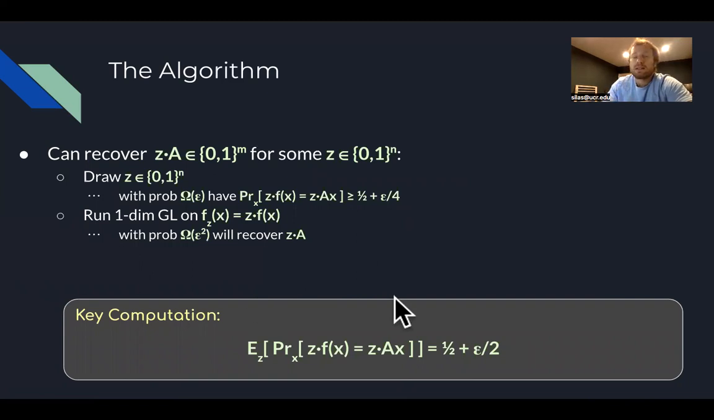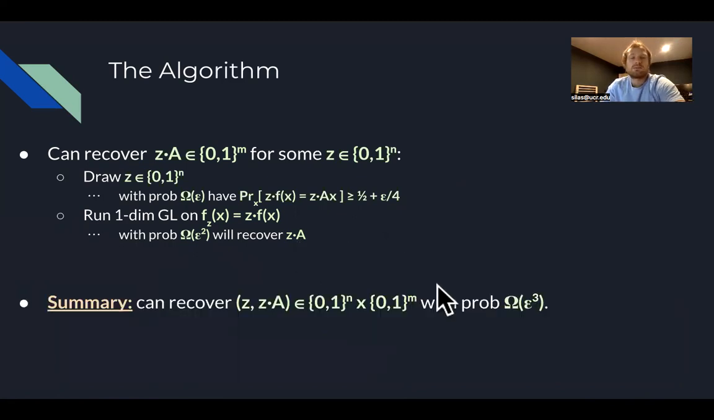And so then if we run the original one-dimensional Goldreich-Levin theorem on the resulting one-dimensional function, which sends x to Z inner-producted with f of x, then with probability about epsilon squared, we'll recover the row vector Z times A. So to summarize, we're able to recover a row of A, namely a pair, which is Z and then Z times A. You can think of that as recovering one linear combination of the rows of A with probability roughly epsilon cubed.